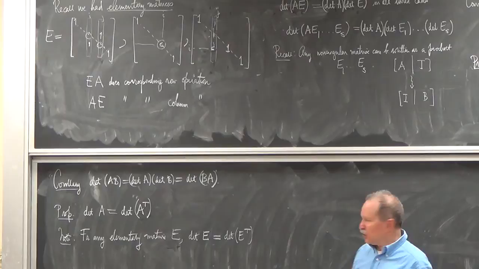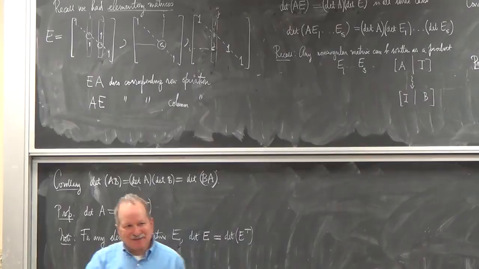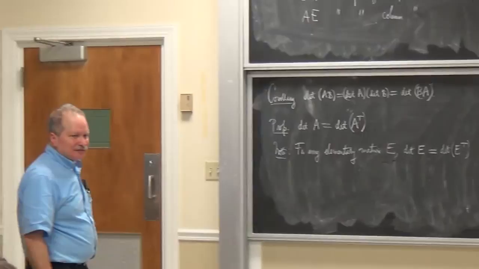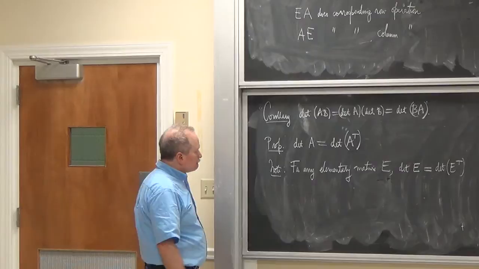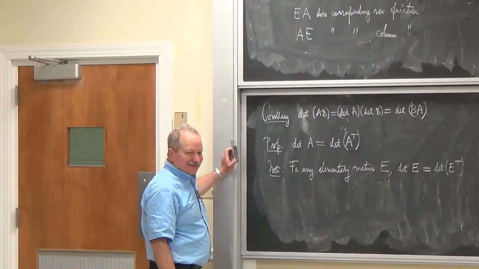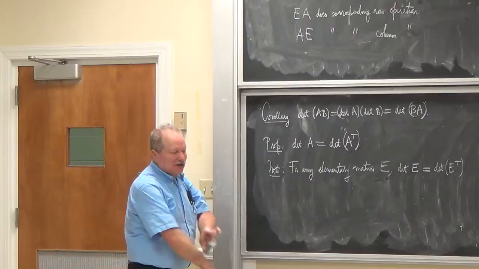All right. Jackson, what do you want me to do? I haven't thought through it exactly yet, but I have a guess. It would be something like your A times your series of E's. You're on the right track. Reverse order, and all those E's are the transposes. You didn't quite say it right, but you're on the right track.